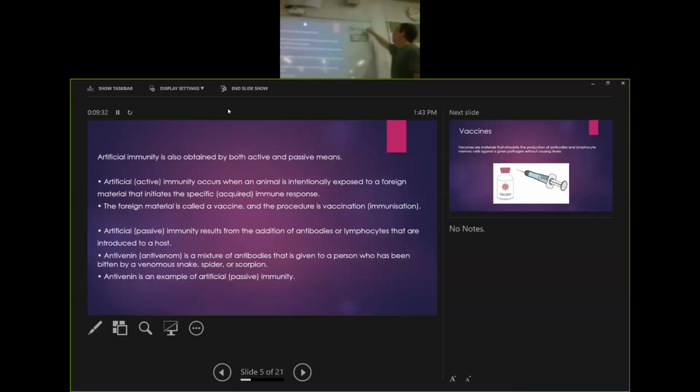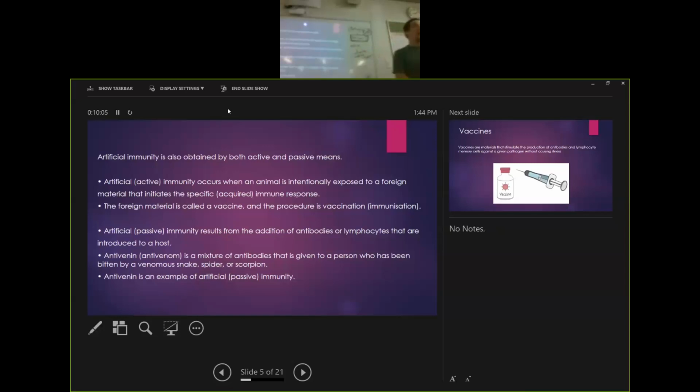So what they do is they bypass all of that system where we create our own antibodies and just pump antibodies directly to neutralize the toxin that you've been infected with. And that might be a snake, a spider, or a scorpion. But again, at the end of the day, if we think about it logically, active means undergoing the immune response.